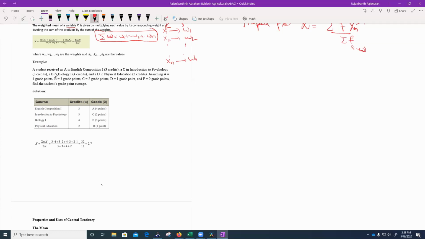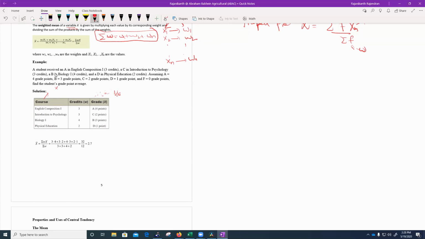So if you make a table now, these are the different courses he or she is taking. Now the number of credits for each. Now these are going to be my variable, right? The course grades. You could think of it as the course marks, or grade in another word. So that is x here. The course grade is x. Now this is my variable. Okay.